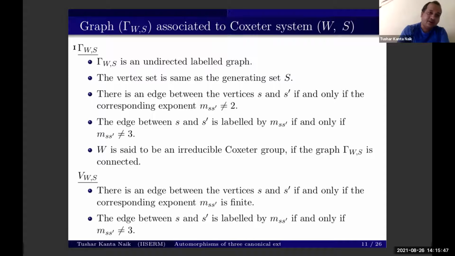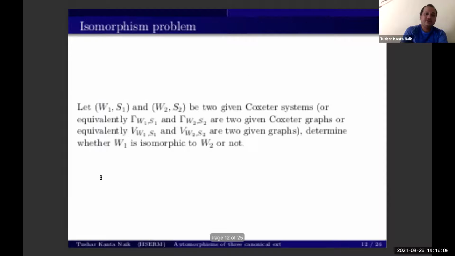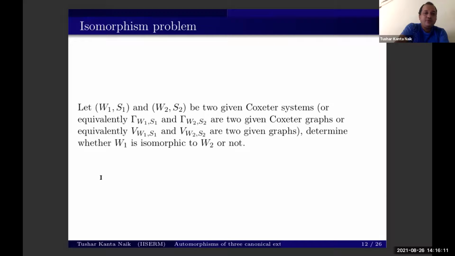Actually, the Gamma graph gives important information. This Gamma graph splits into many connected components, and the Coxeter group can be seen as the direct product of the Coxeter groups coming from the connected components. In the case of the graph G(W,S), it becomes a free product. With this, let's go to the isomorphism problem. If you are given two Coxeter systems (W1,S1) and (W2,S2), equivalently we are given two graphs Gamma(W1,S1) and Gamma(W2,S2), or G(W1,S1) and G(W2,S2). We need to determine whether W1 is isomorphic to W2 or not.